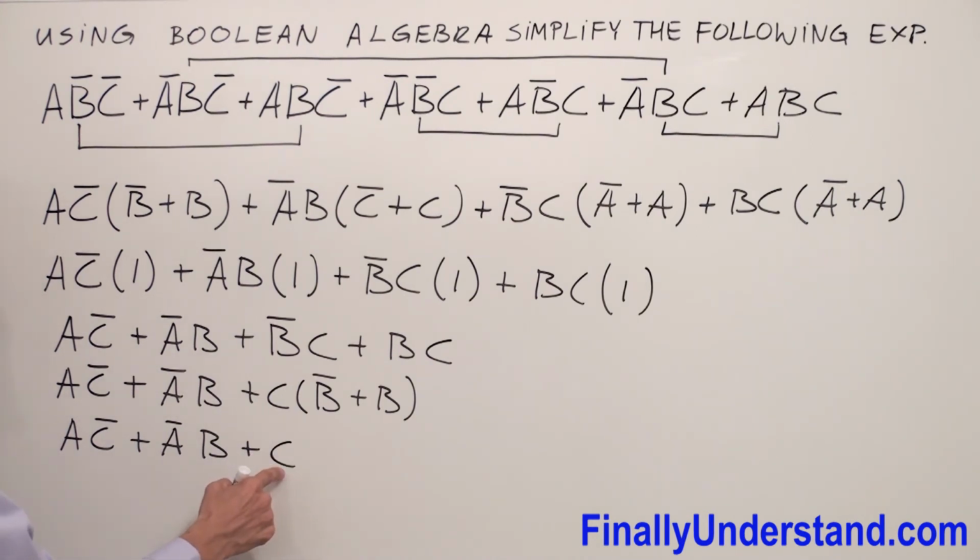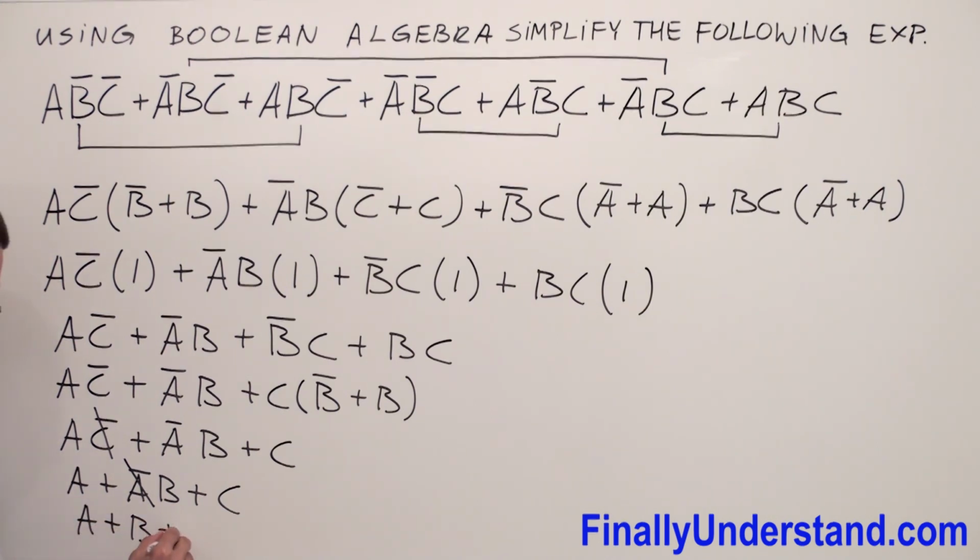Now I can apply the complement absorption theorem to these two terms. The complement absorption theorem says anytime we have complements and one of them is ANDed with something else, in this case we have a, that complement can be dropped out. That's why I'm going to cross this out. And I have a or a naught b or c. Again, I have complement absorption. A naught can be cancelled out, and my answer is a or b or c.